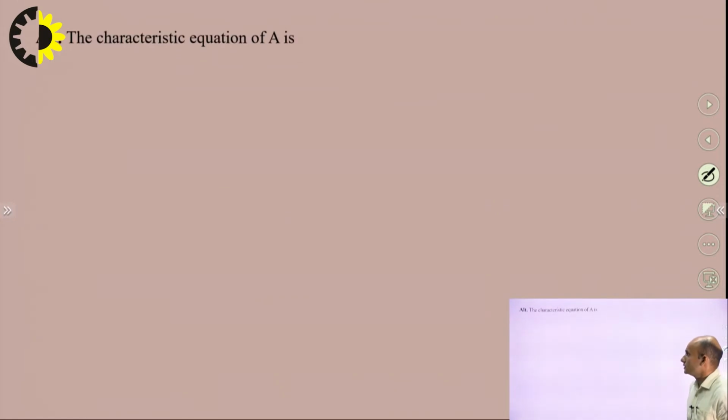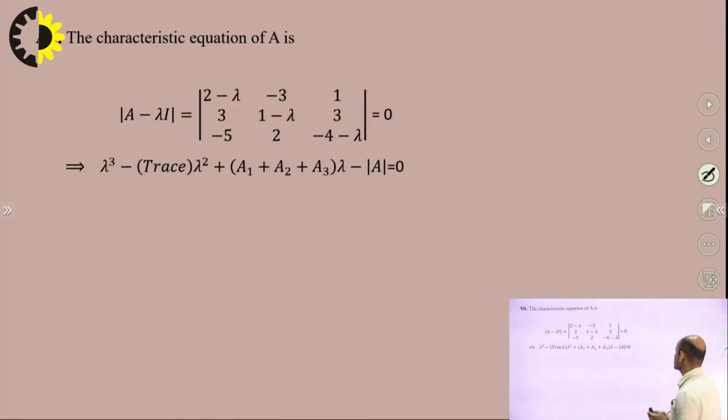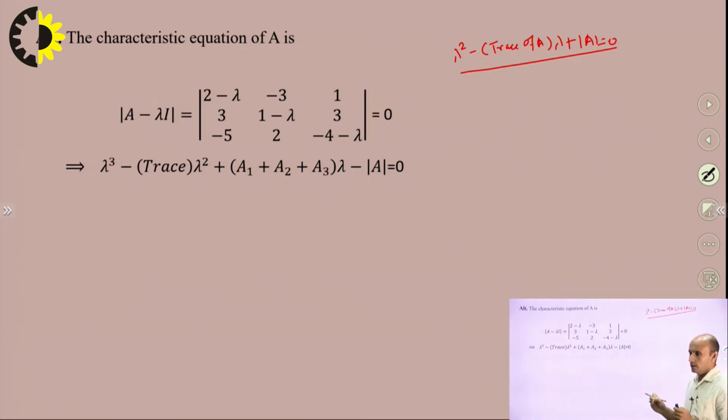Now this is an alternative method to solve the characteristic equation. Here we have a matrix of order 3 by 3. For 2 by 2 I have discussed. For a 2 by 2 matrix, the characteristic equation is lambda square minus trace of A times lambda plus determinant of A equals 0. This is the characteristic equation which we can write directly.